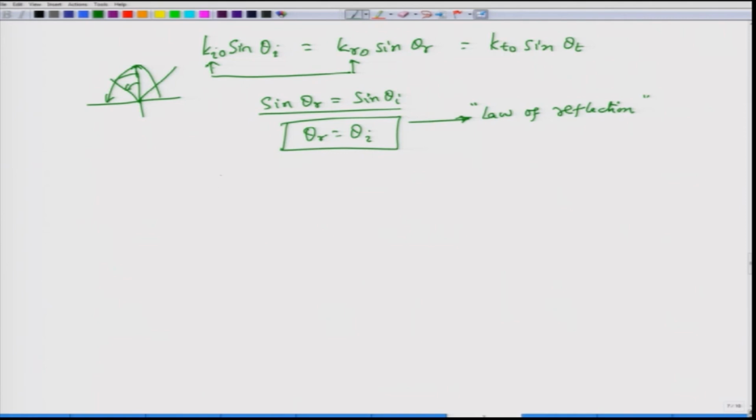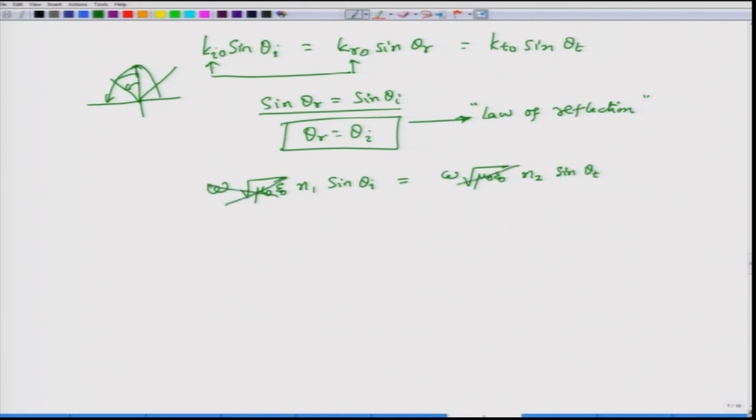Well, for the second condition, we will first write down what is k I 0. K I 0 is given by k 0, which is the free space wave number, times square root of mu naught epsilon naught, times n 1, where n 1 is the refractive index of medium 1, times sin theta I. This is equal to omega times square root of mu naught epsilon naught, times n 2 sin theta t. I made a mistake here, this is omega, not k 0.